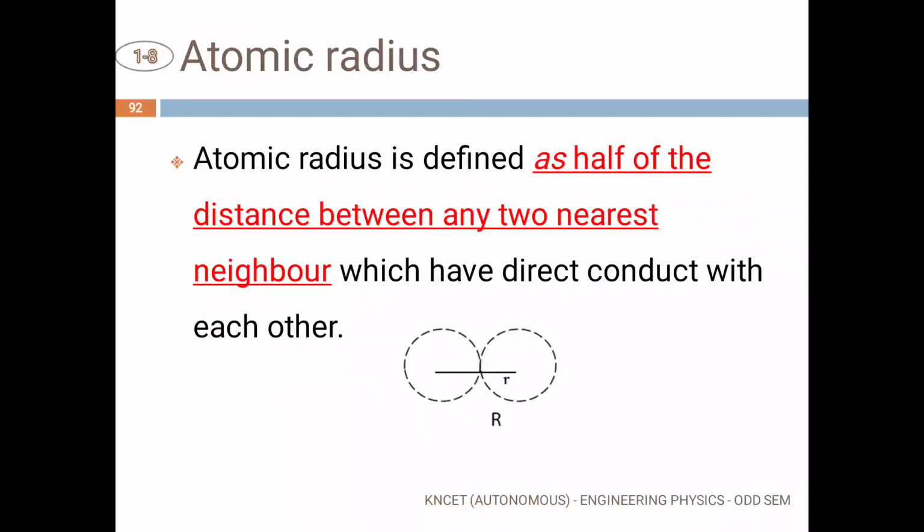The next parameter is atomic radius. Atomic radius is defined as half of the distance between any two nearest neighboring atoms which are in direct contact with each other. It is usually expressed in terms of angstrom, Å.